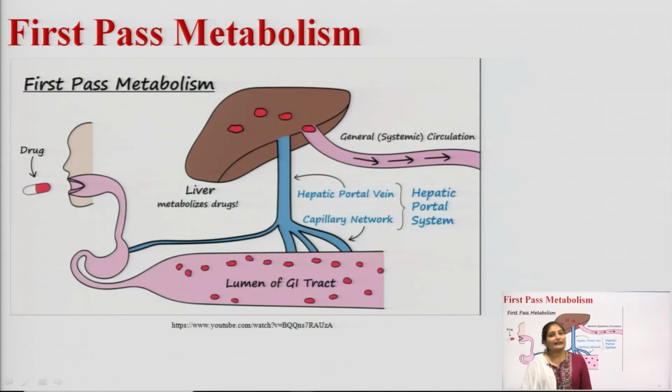Okay. So, this is the diagram which is showing the first pass metabolism. Whenever we are taking a drug orally, it has to pass through the lumen of the GI tract, and it can also enter into the liver, and because of this it can get metabolized, and after metabolism it will reach the systemic circulation, meaning some part of the drug can get lost during this passage, and this metabolism is known as the first pass metabolism.